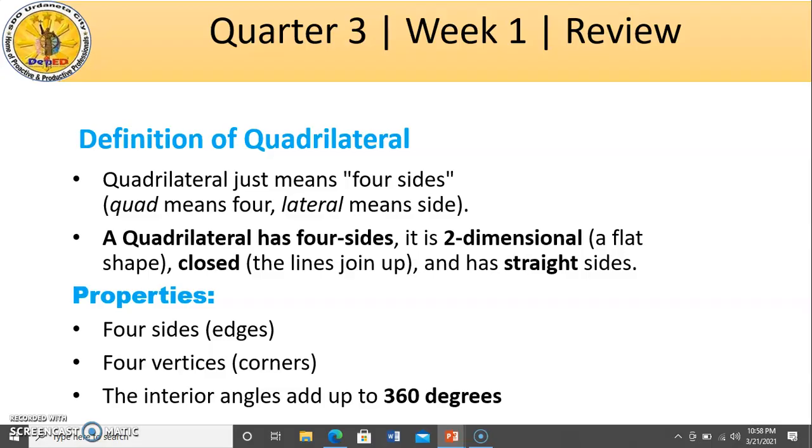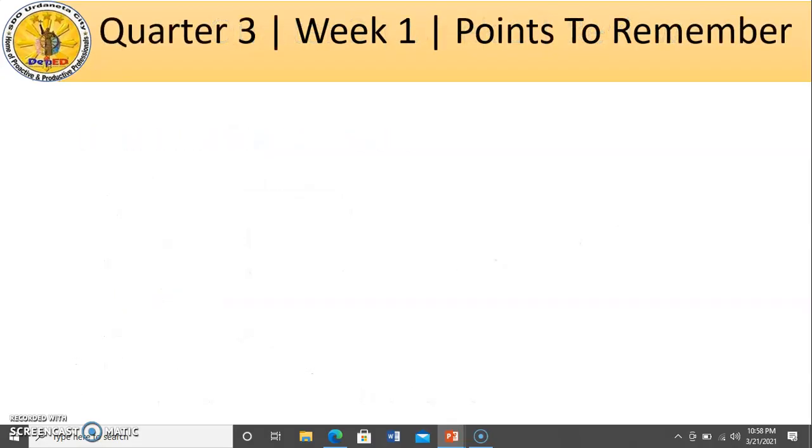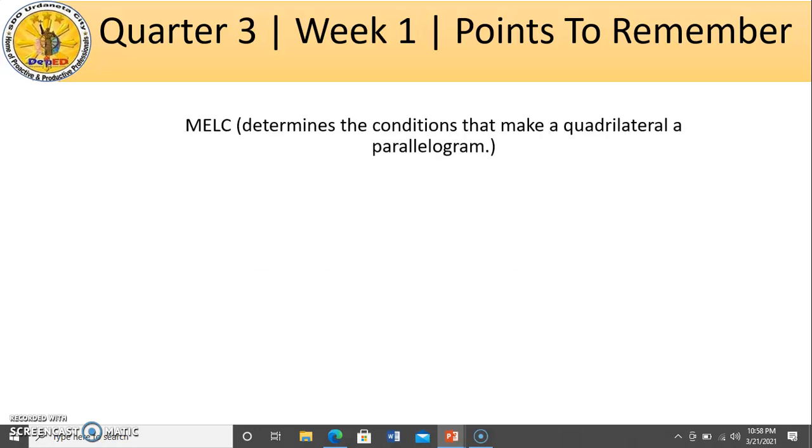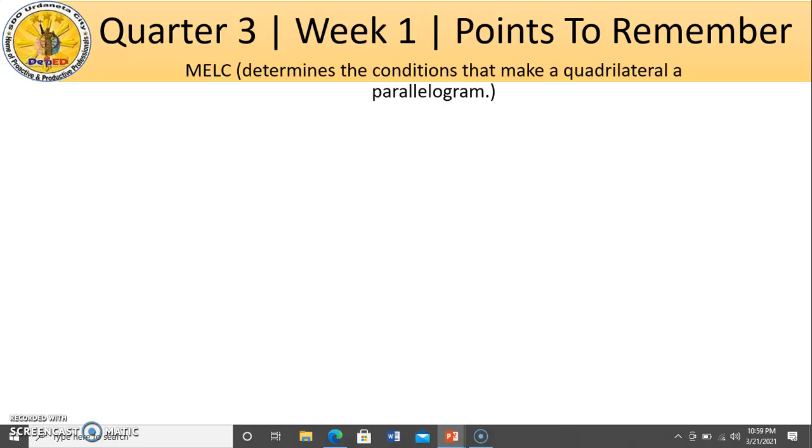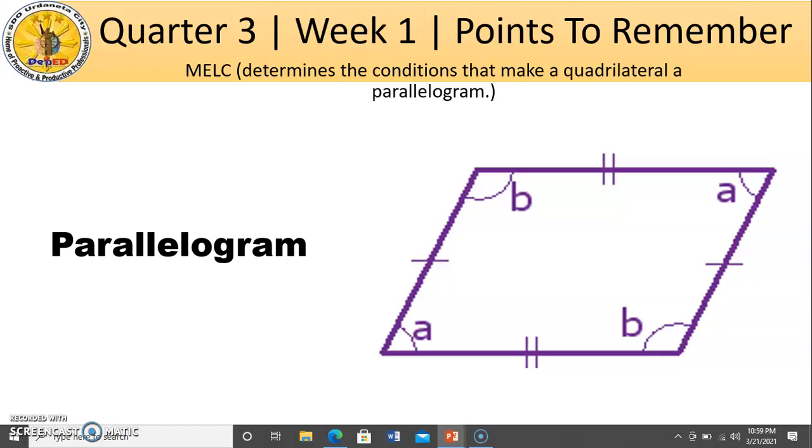Then we have the properties of quadrilateral: four sides or edges, four vertices or corners, and the interior angles add up to 360 degrees. For this week, we have two learning competencies. First is to determine the conditions that make a quadrilateral a parallelogram. So we have here the figure of a parallelogram.